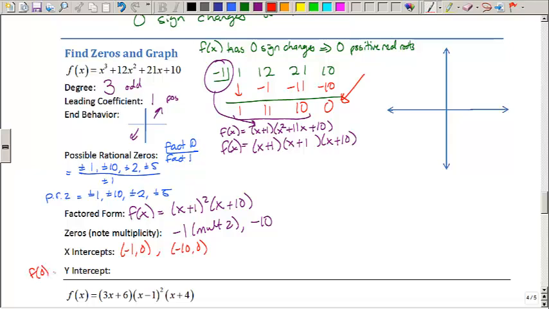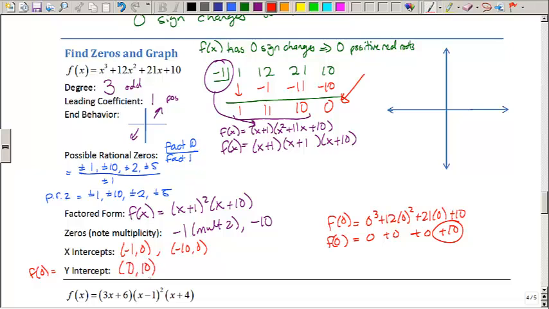To find your y-intercept, we're evaluating f of 0, so I'm going to go ahead and use the original polynomial. I always like to use the original just in case I made any mistakes along the way. So we have 0 cubed plus 12 times 0, which is 0, plus 21 times 0, well that's 0, plus 10. I really like evaluating at 0, especially when it's written out in general form, because it's really just that constant term. 0 plus 0 plus 0 plus 10 is 10. So that's my y-intercept.